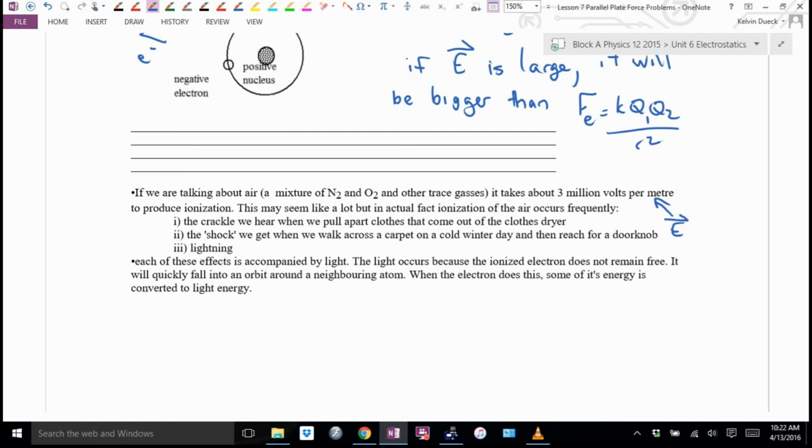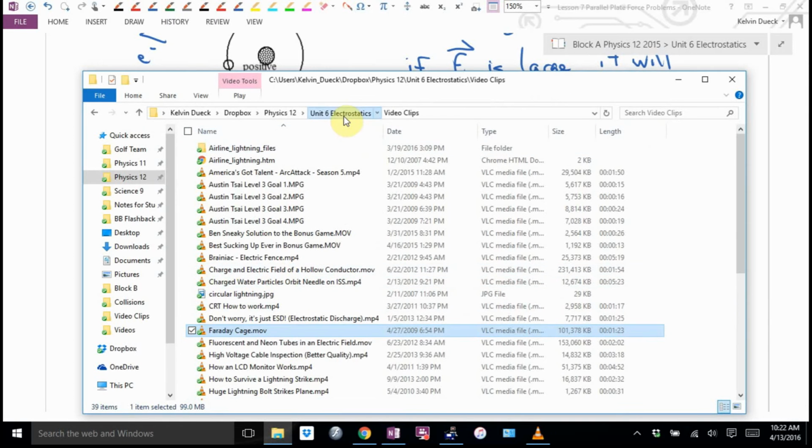This may seem like a lot, but in actual fact, ionization of the air occurs quite frequently. It's the crackle we hear when we pull apart clothes that come out of the clothes dryer. It's the shock we get when we walk across a carpet on a cold winter day and then reach for a doorknob, and it's lightning. So let me give you good old John Travoltage.